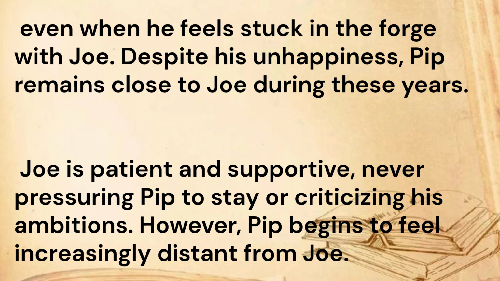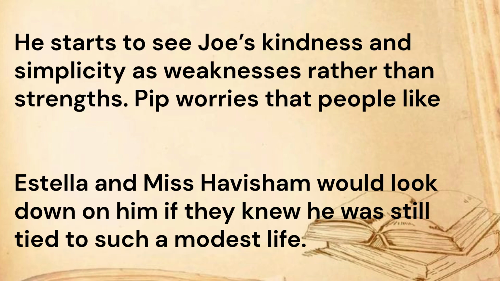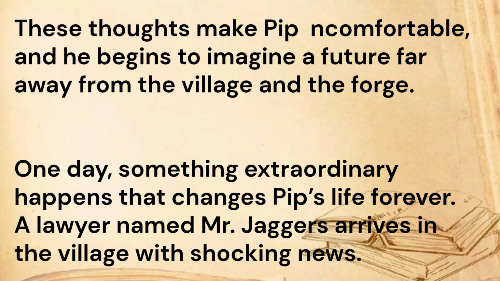However, Pip begins to feel increasingly distant from Joe. He starts to see Joe's kindness and simplicity as weaknesses rather than strengths. Pip worries that people like Estella and Miss Havisham would look down on him if they knew he was still tied to such a modest life. These thoughts make Pip uncomfortable, and he begins to imagine a future far away from the village and the forge.